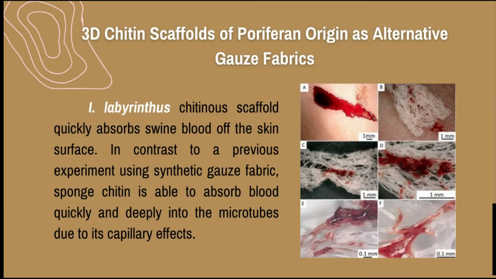Next slide. 3D chitin scaffolds of Poriferan origin as an alternative gauze fabric. The Aplysina-like Ianthella labyrinthus chitinous scaffold quickly absorbs wine blood off the skin surface. In contrast to a previous experiment that used synthetic gauze fabric, sponge chitin is able to absorb blood quickly and deeply into microtubes due to its capillary effect.